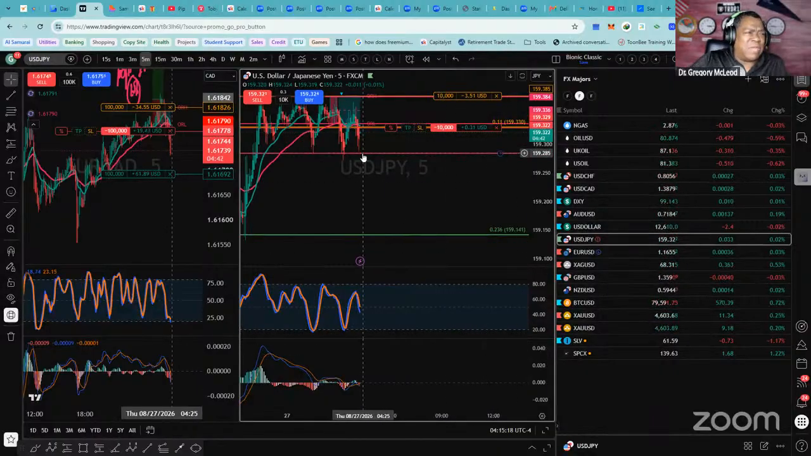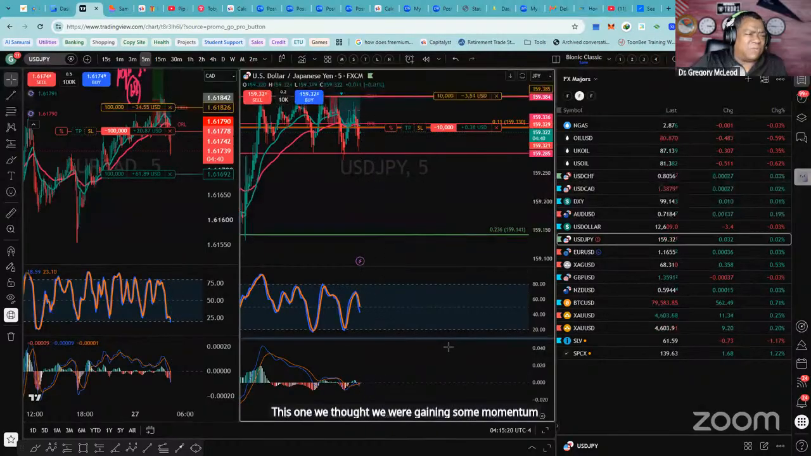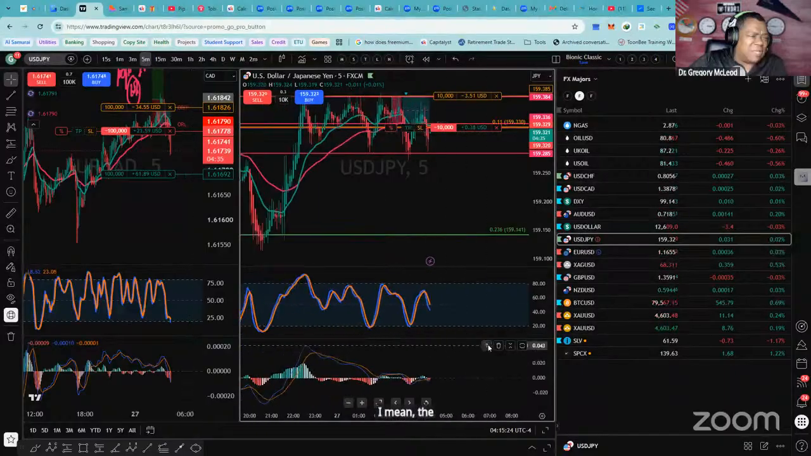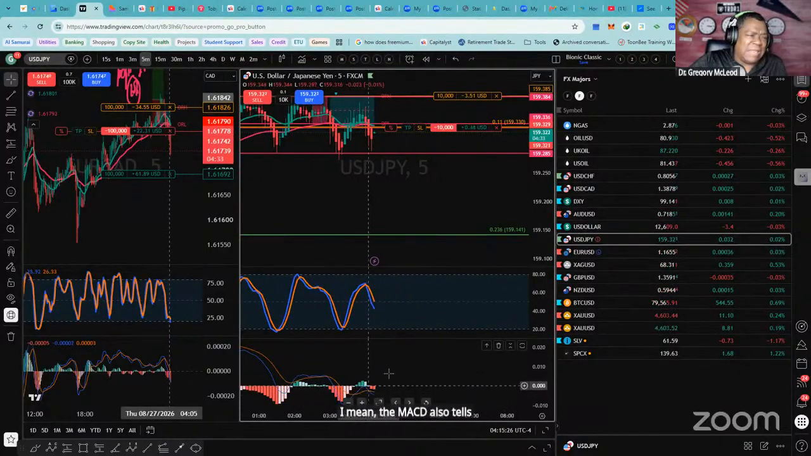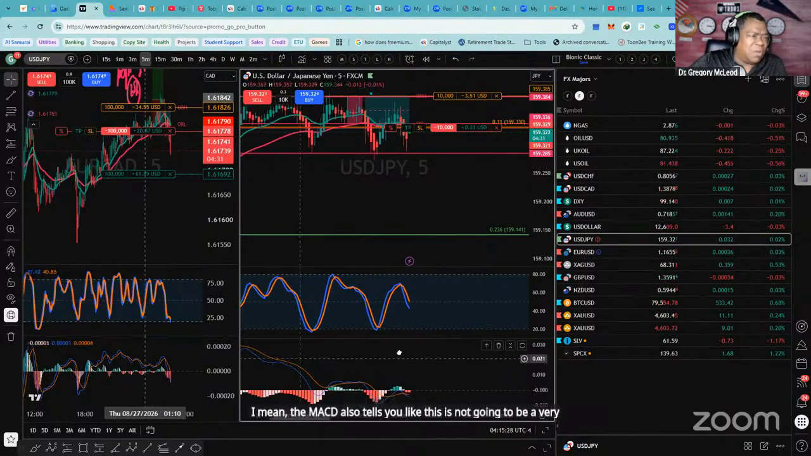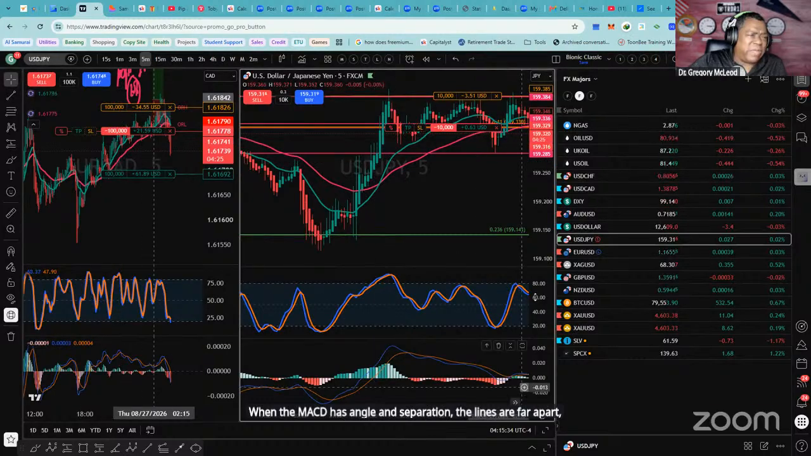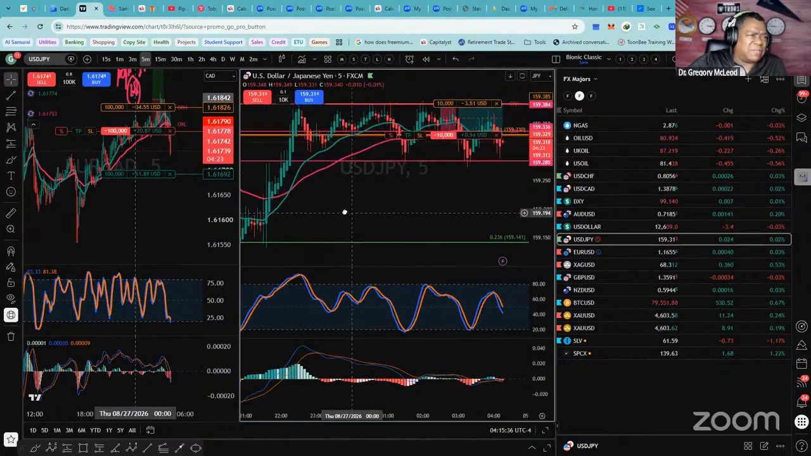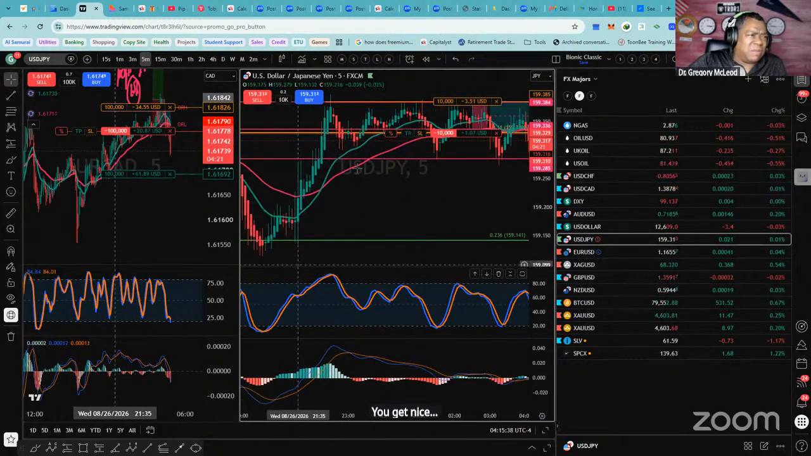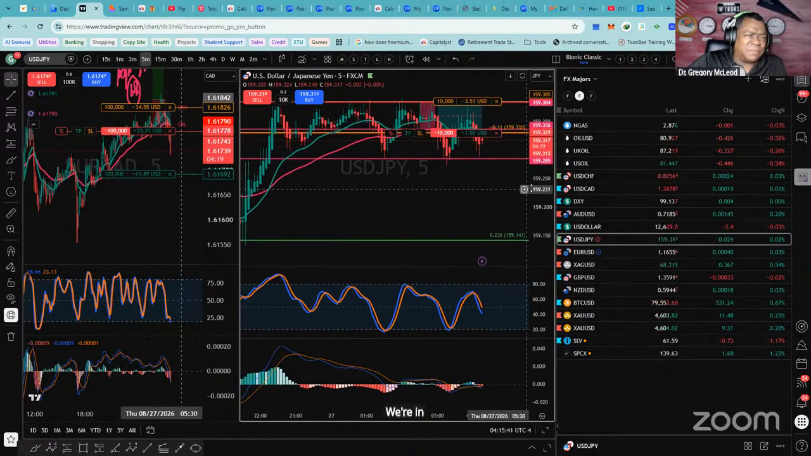Just when we thought we were getting some momentum for the Bears, the MACD also tells you this is not going to be a very good party, right? When the MACD has angle and separation, the lines are far apart, right? You get nice. We're in this consolidation.